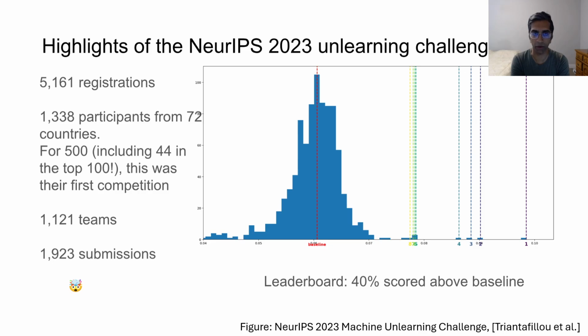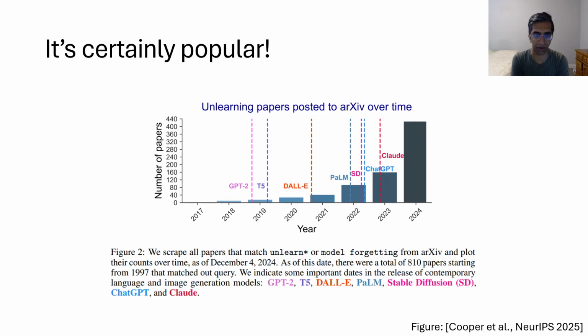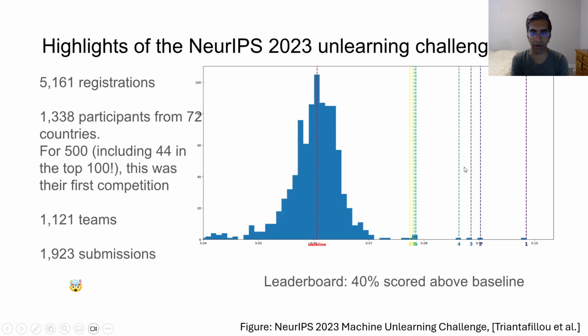And one important moment in machine unlearning research was the NeurIPS 2023 Unlearning Challenge. So let me just emphasize where this was in this plot. You can see here that it's before this big explosion in 2024. Well, in this NeurIPS 2023 Unlearning Challenge, you can see that they had 1,900 submissions from 1,121 different teams. This was already very popular at the time. Again, it's only grown in popularity since then.